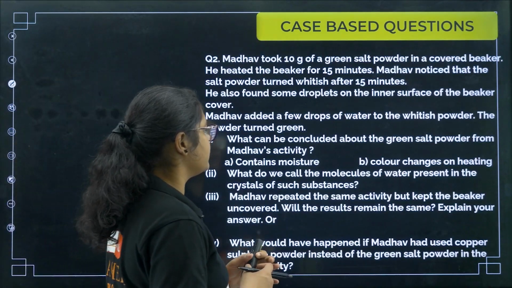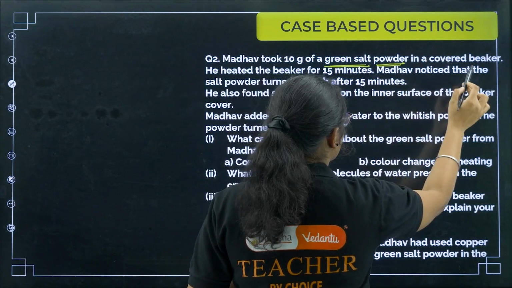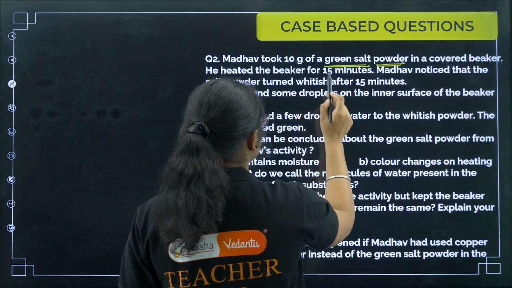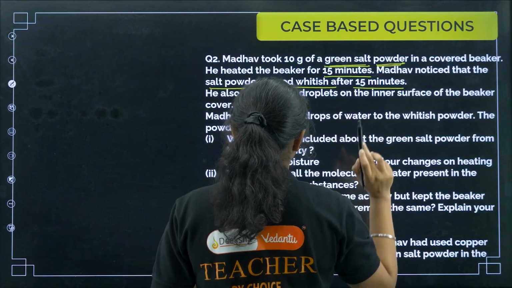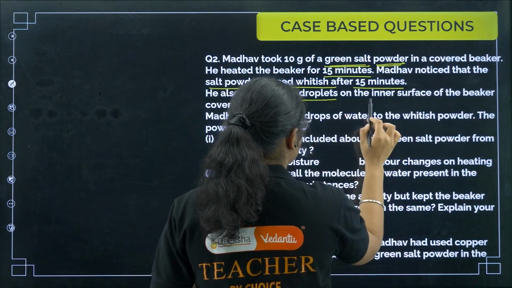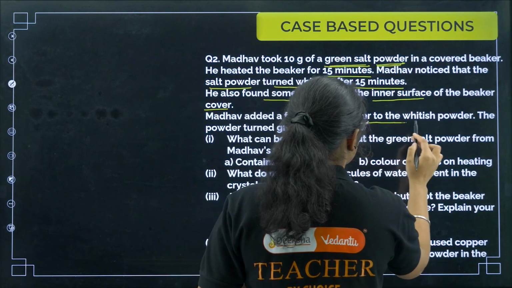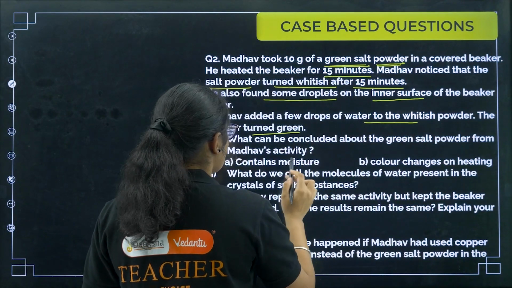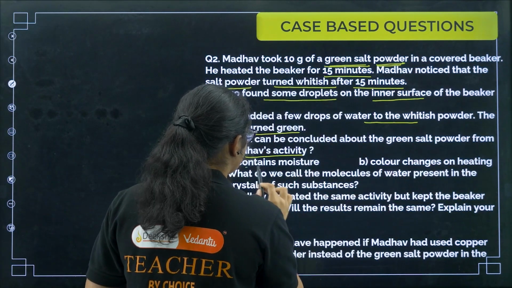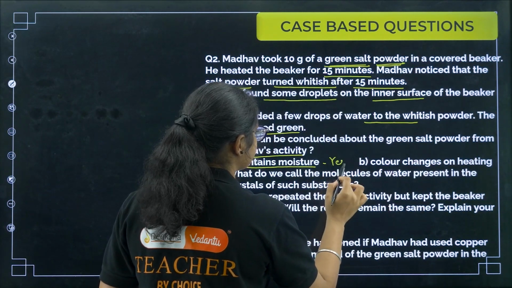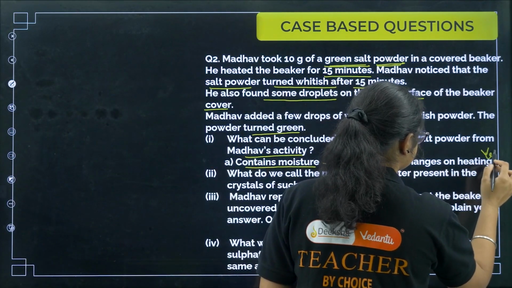Next question we have here: Madhav took 10 gram of a green salt powder in a covered beaker. He heated the beaker for 15 minutes. Madhav noticed that the salt powder turned whitish after 15 minutes. He also found some droplets on the inner surface of the beaker cover. Now Madhav added a few drops of water to the whitish powder. The powder turned green. What can be concluded about the green salt powder from Madhav's activity? It contains moisture or not? Yes, definitely it is present in the form of crystallized water, right? Color changes on heating? Yes.